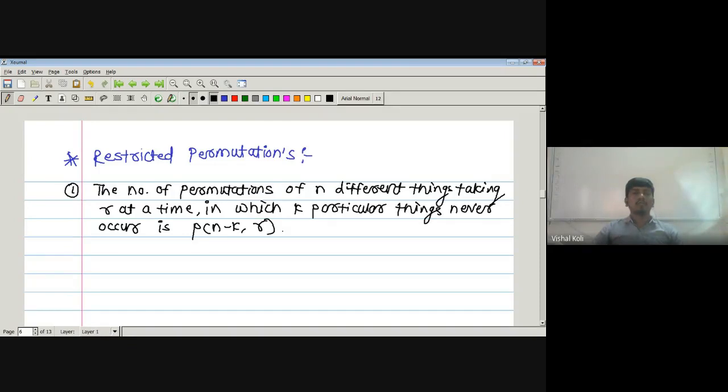The first note is that if we have to find the number of permutations of n different things, taking r at a time, in which k particular things never occur, then we have to take the permutations of n minus k things, r at a time. Since k particular things never occur, we subtract these k things from the n things and take the permutations of the remaining n minus k things by taking r at a time.